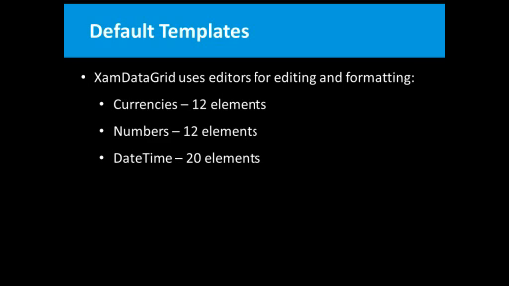So the default templates, you can see the number of elements for the different data types. If you have currencies, that's 12 elements. If you have numbers, that's 12 elements. Any date time you have, if you have a date time column, each and every cell consumes 20 elements. So if you change the cell value presenter style for the date time column, you'll be cutting 18 or 17 elements per cell, which is non-trivial.